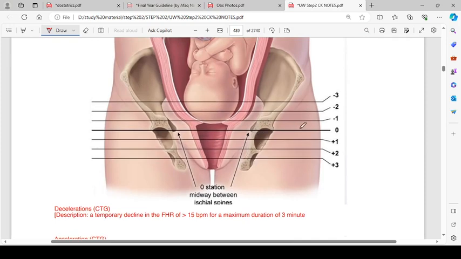Okay, station 0 is midway between the ischial spines, like where this ischial spine and this ischial spine are. In the line between the two ischial spines, we have station 0, and then with a difference of 1 centimeter on each side, we have +1 or -1. So more than 1 centimeter below the ischial spine is +1, more than 2 centimeters is +2, and 3 centimeters is +3, and the reverse is -1, the minus values.